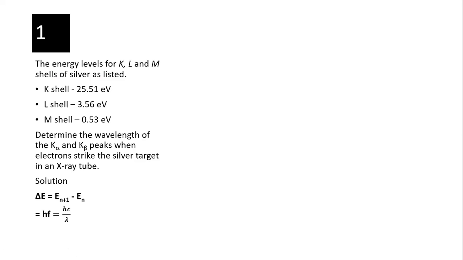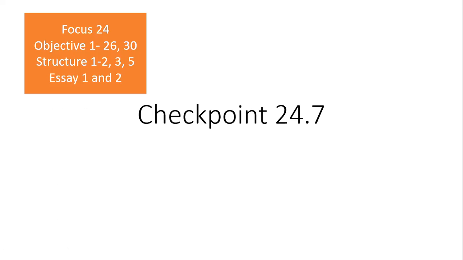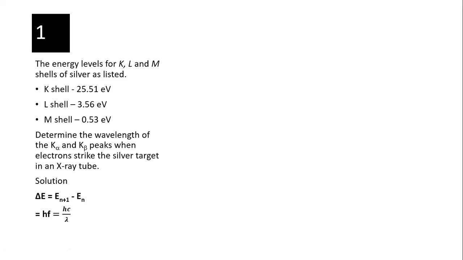I only completed one topic, oscillation. Okay, try this question, 24.7. This one. Energy levels for the K, L, and M shells of silver are listed. Determine the wavelength of the K alpha and K beta peaks when electrons strike the silver target in the X-ray tube.